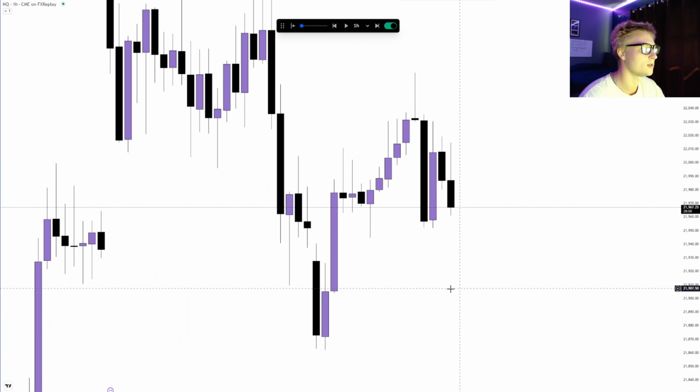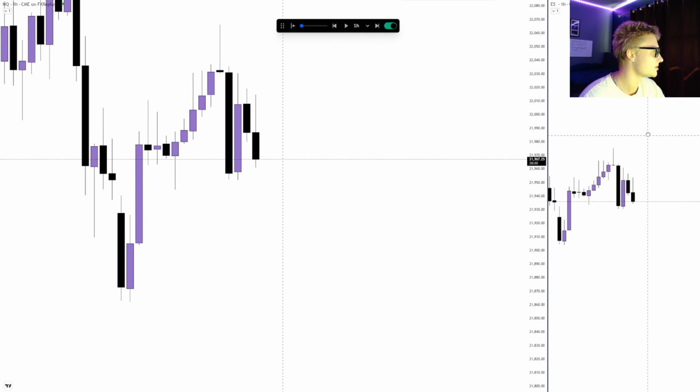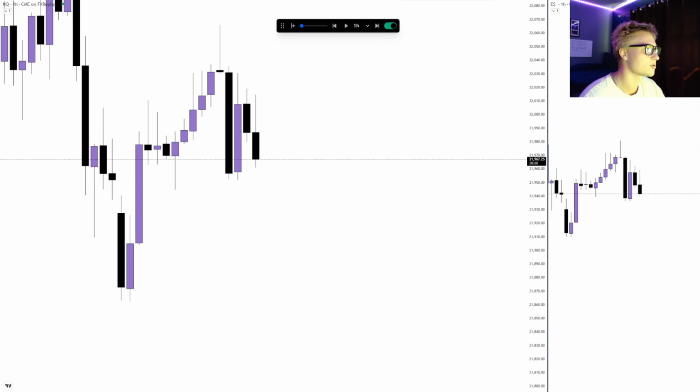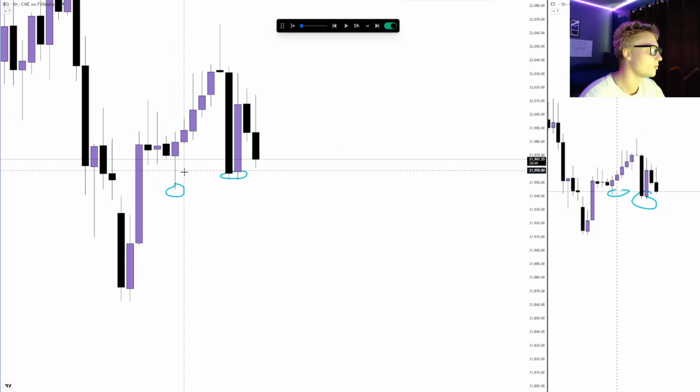So right here on the hourly time frame, what do I see here? First thing is we have a SMT, right? We have a bullish SMT. You can see ES right here swept out this low. Let me circle it. ES swept out this low, NQ did not, right? So bullish SMT right there, we'll mark that up.